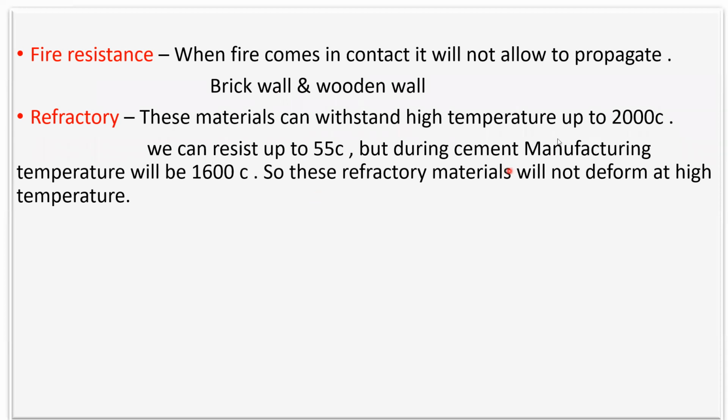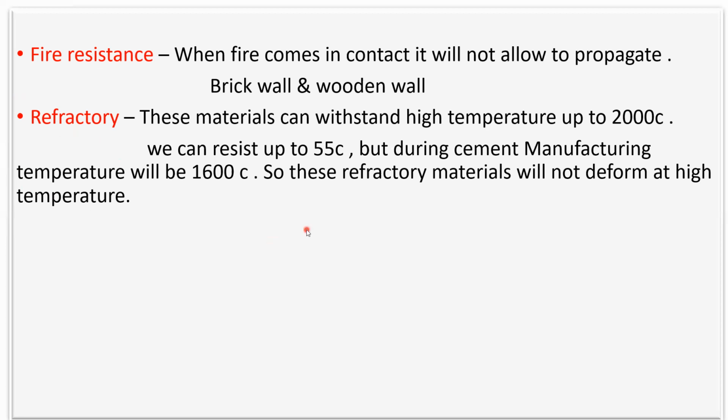But during the manufacturing of the cement, what is going to happen? The temperature is somewhere close to 1400 to 1600. So there are certain materials which can even withstand this particular 1600, 2000 degrees Celsius temperature without deforming. So these refractory materials will not deform at high temperature. So this is the meaning of refractory. So by making use of high alumina cement, we can make it refractory in nature.